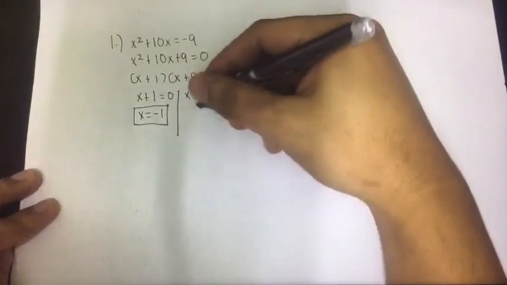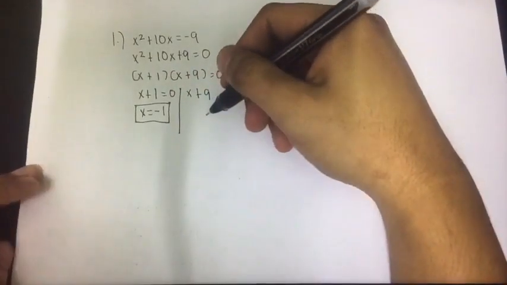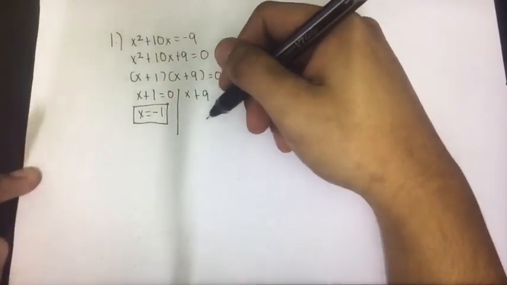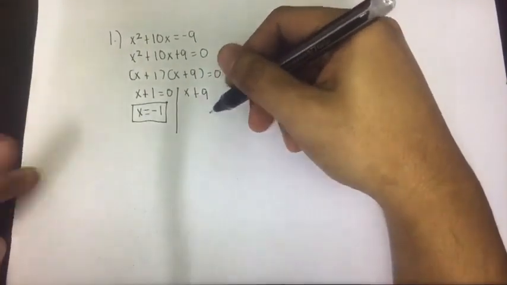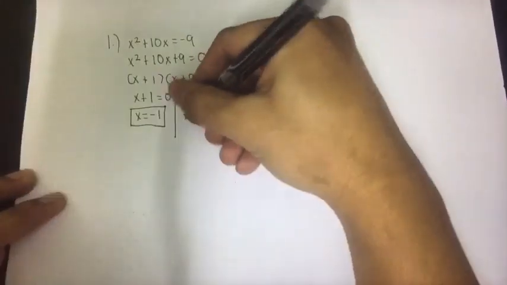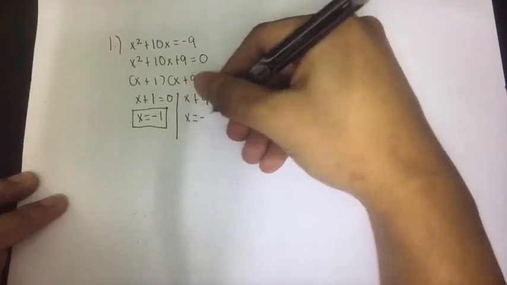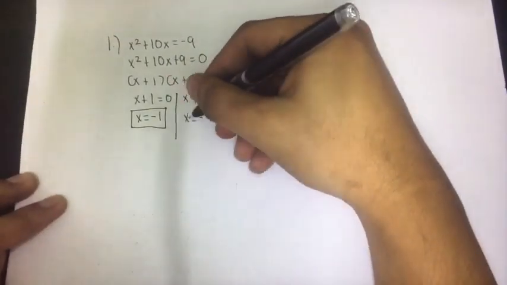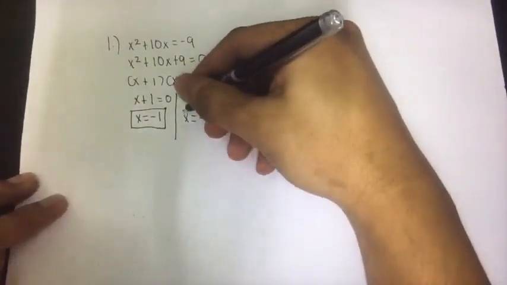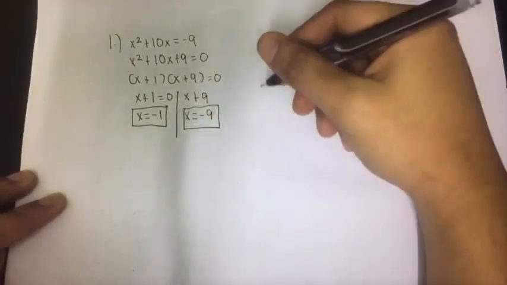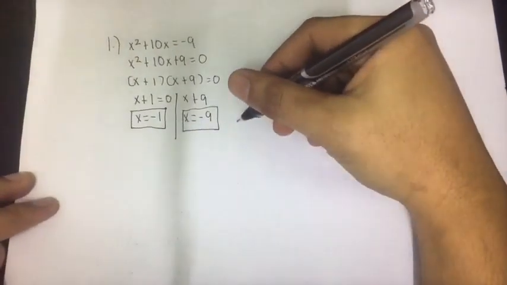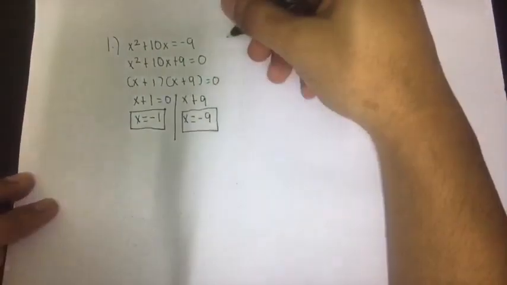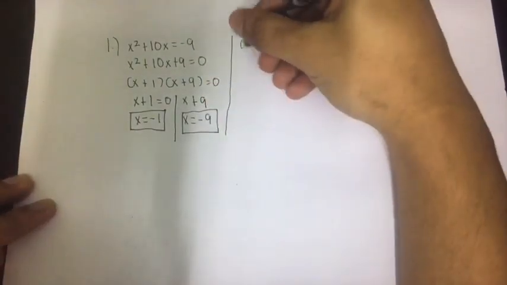On the other hand, the same will be done. We transpose the 9 to the other side, the negative 9. To be sure, you can prove it by checking.